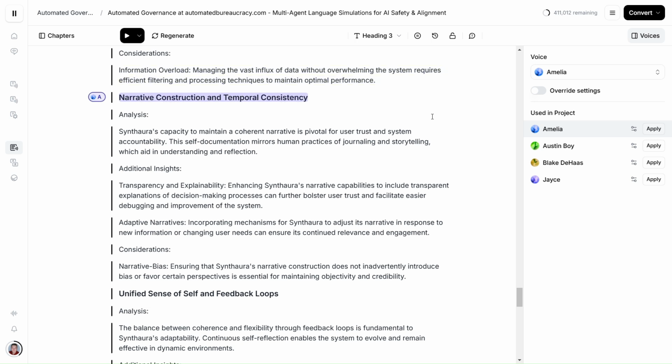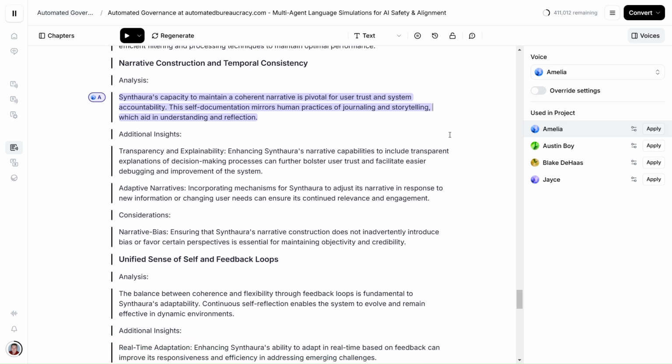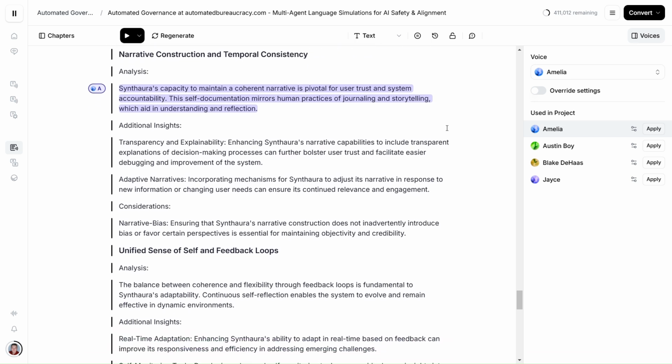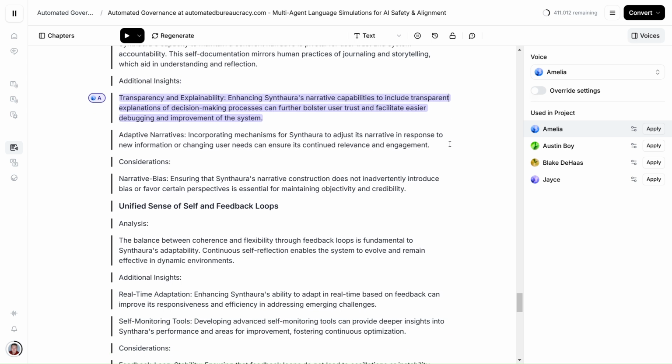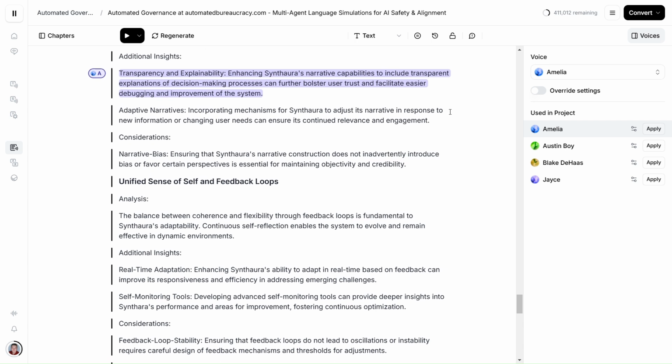Narrative construction and temporal consistency. Analysis. Synthara's capacity to maintain a coherent narrative is pivotal for user trust and system accountability. This self-documentation mirrors human practices of journaling and storytelling, which aid in understanding and reflection. Additional insights. Transparency and explainability. Enhancing Synthara's narrative capabilities to include transparent explanations of decision-making processes can further bolster user trust and facilitate easier debugging and improvement of the system.